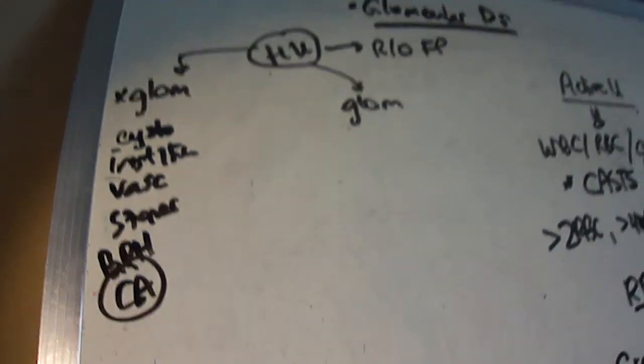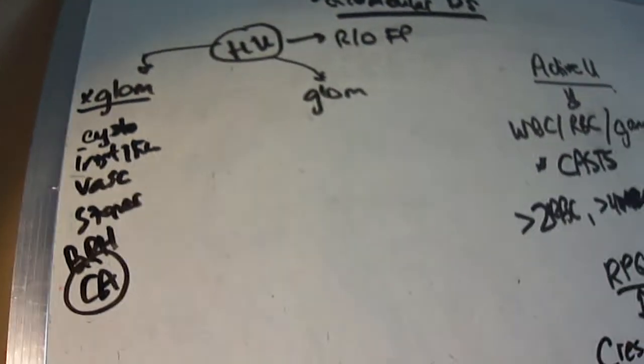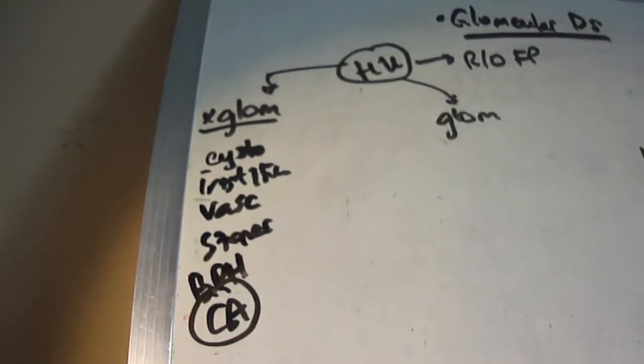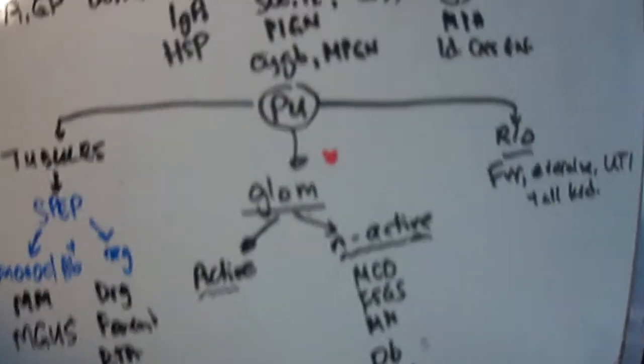Okay, so that was the non-glomerular causes of hematuria, and now let's move on to blood that's coming out from the glomerulus. Sorry, this was a terrible mistake.